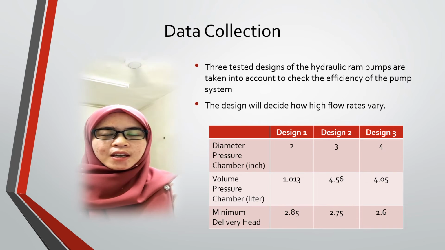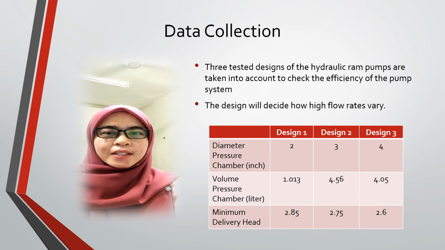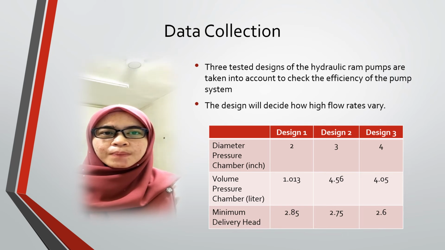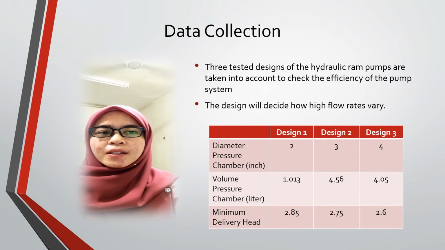Data collection. Data acquisition was available in the three tested designs of the hydraulic ram pump. The different characteristics are the minimum delivery head, pressure chamber diameter, and its volume size, as shown in the table below. This will be taken into account to check the efficiency of the pump system. As we can see, design 3 has the biggest pressure chamber diameter among all the designs, and the minimum delivery head size for design 1 is the largest.